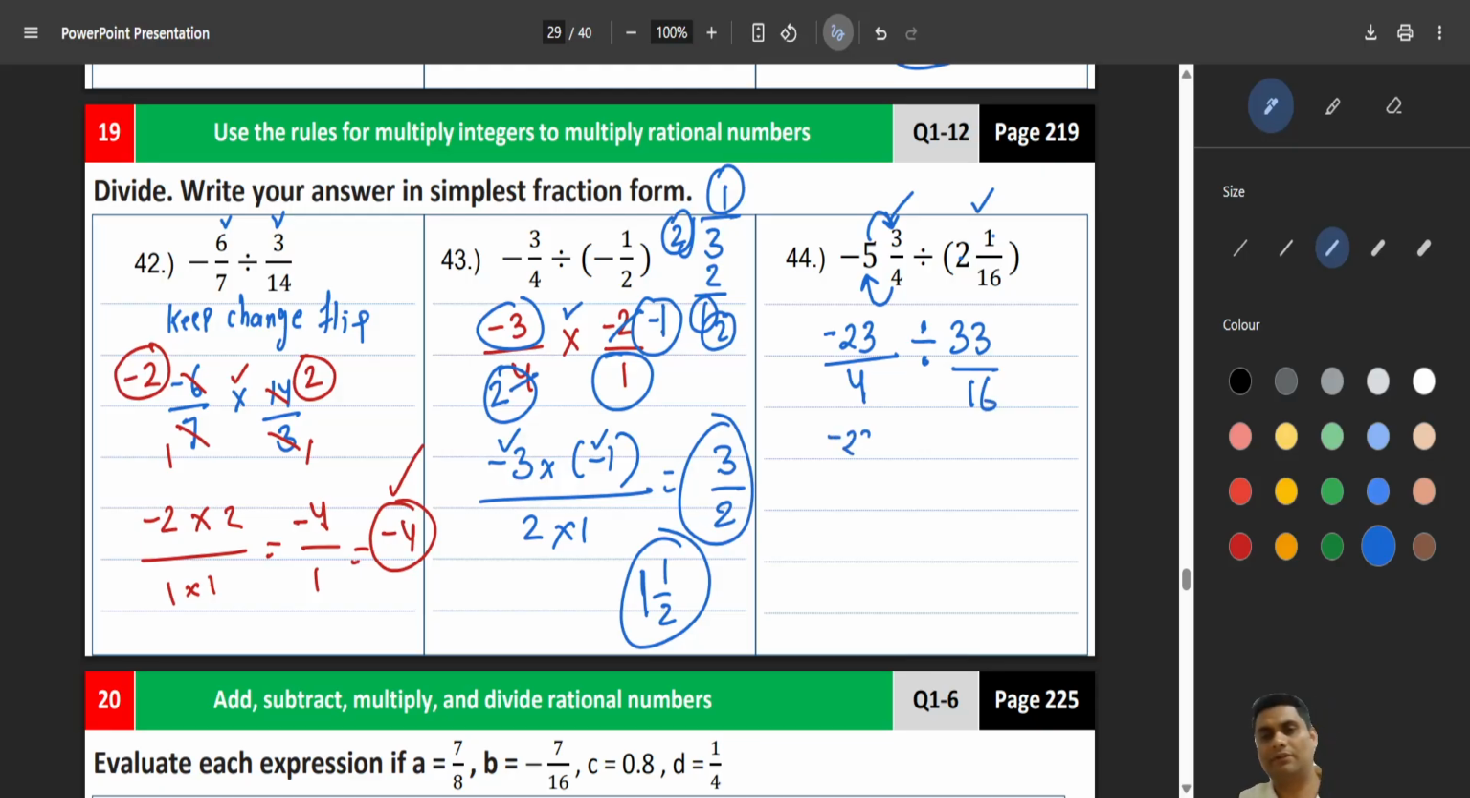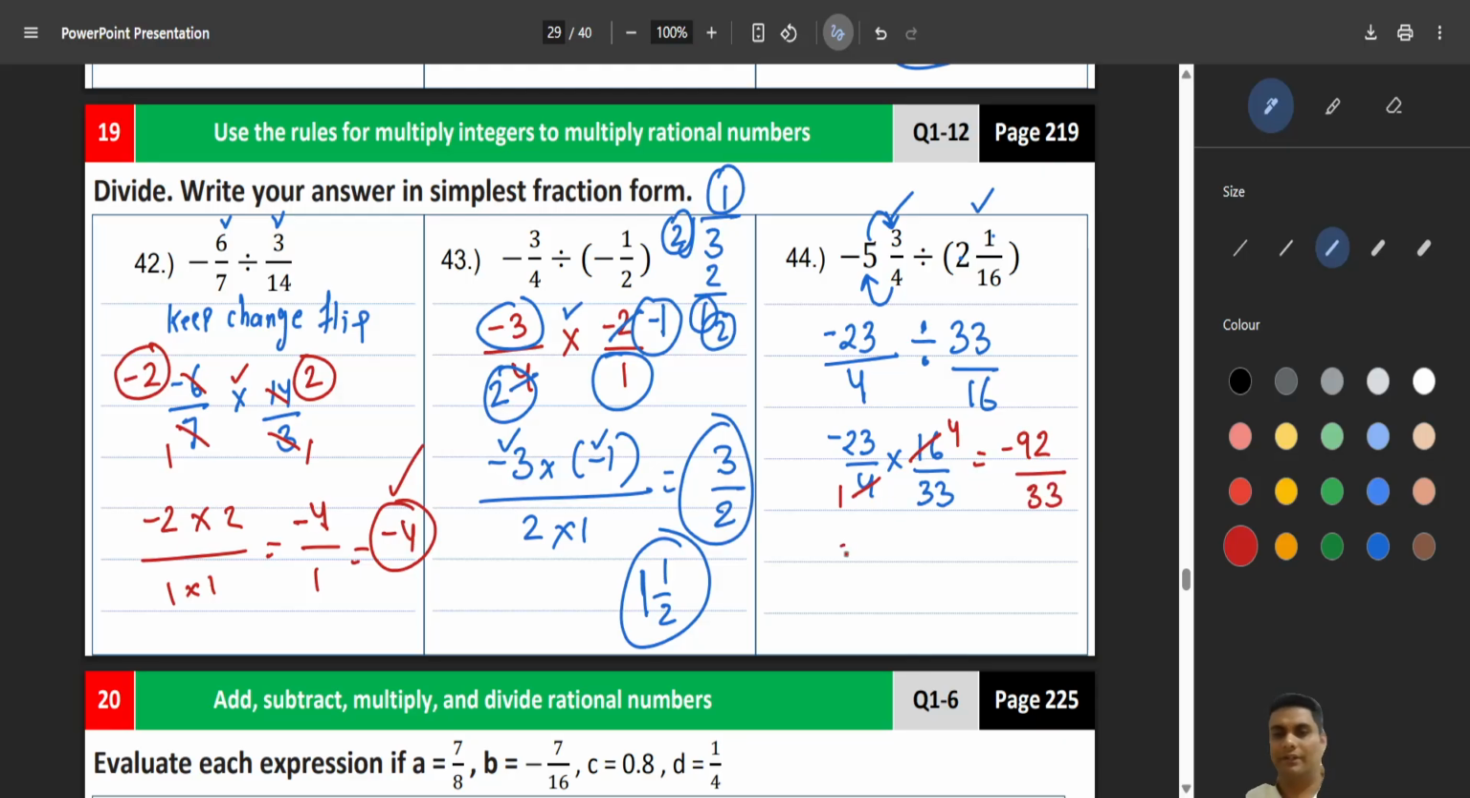Keep, change, and flip. Okay. See, very simple. 16 and 4, they come in the table of 4. So 4 divided by 4, 1. 16 divided by 4, 4. Yes? Now, can I divide 23 and 33? No. 4 and 33? No. So multiply them. 4 times 23 will give you 92. They have different signs, so it will be minus 92, and 33 will be 33.